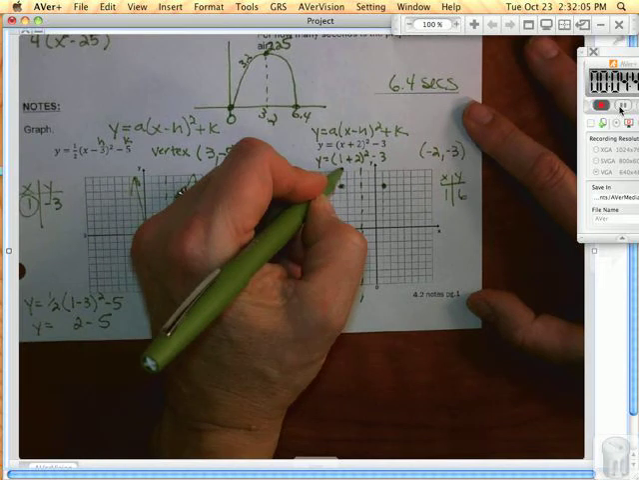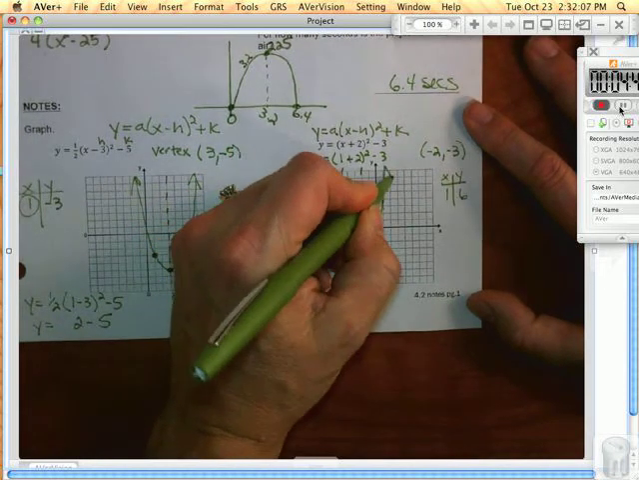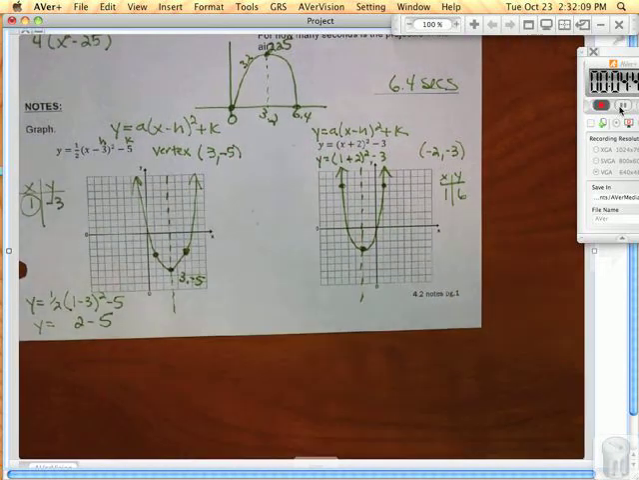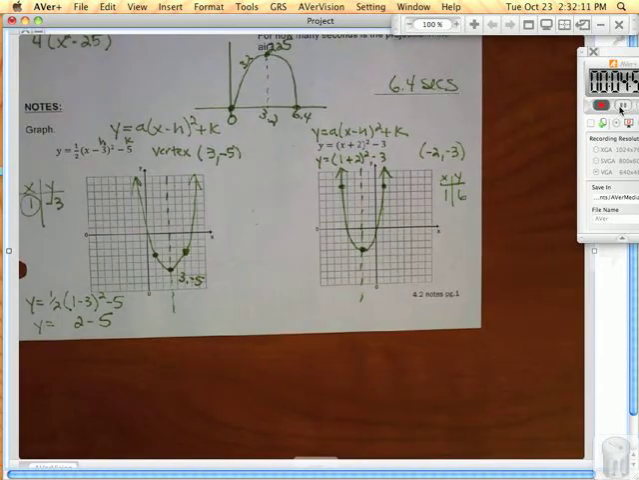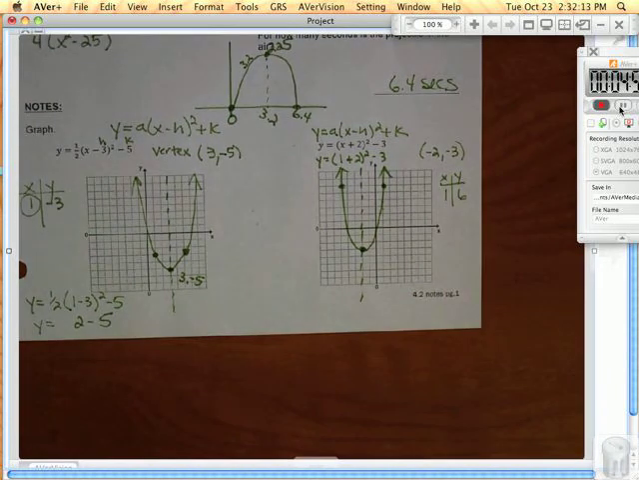Now I would always, on a quiz or a test, say to myself, wait a minute, is this parabola supposed to open up? Yes. Is this parabola supposed to open up? Yes. And this causes it to do what? Shrink. Right? Don't forget that.